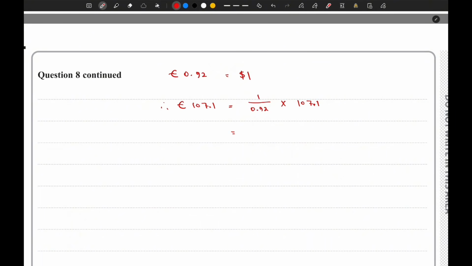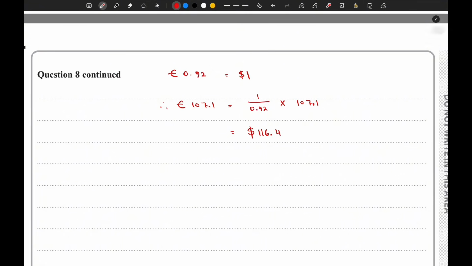That's 107.1 divided by 0.92. So that gives us $116.4. So $116.4.